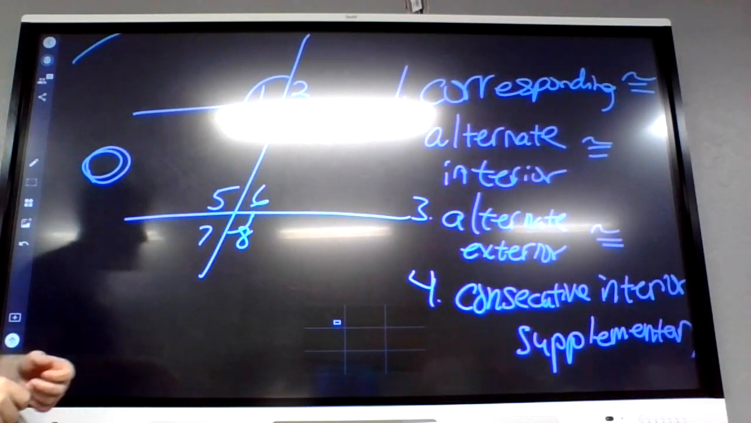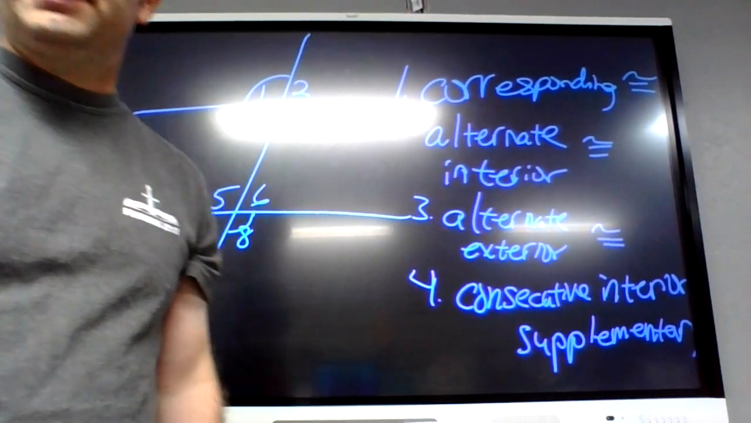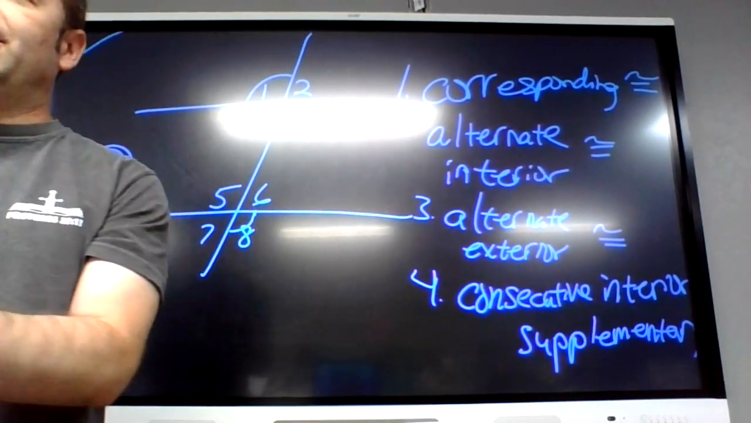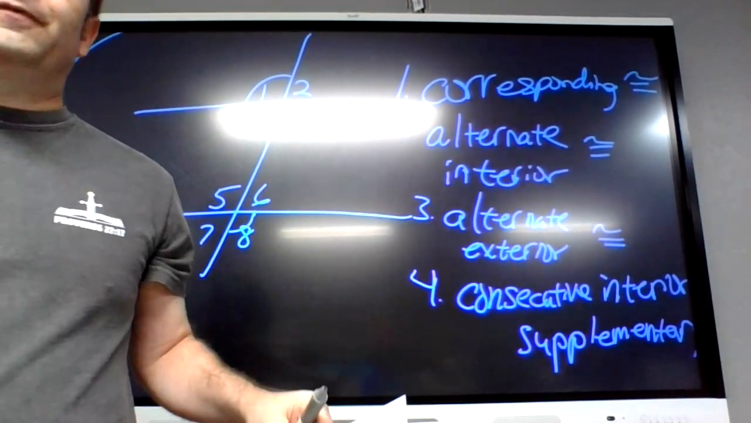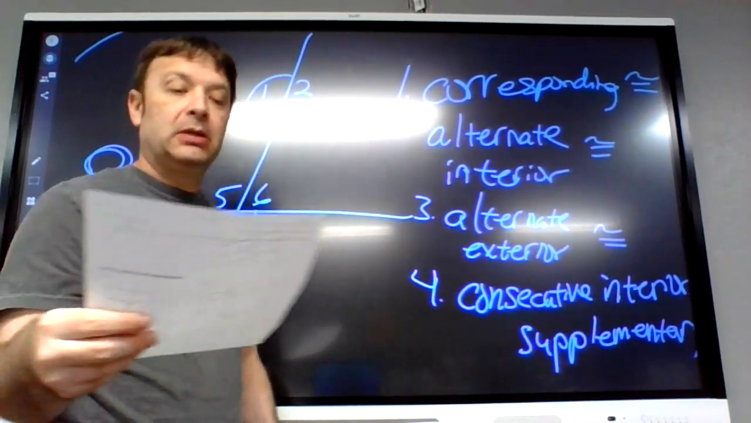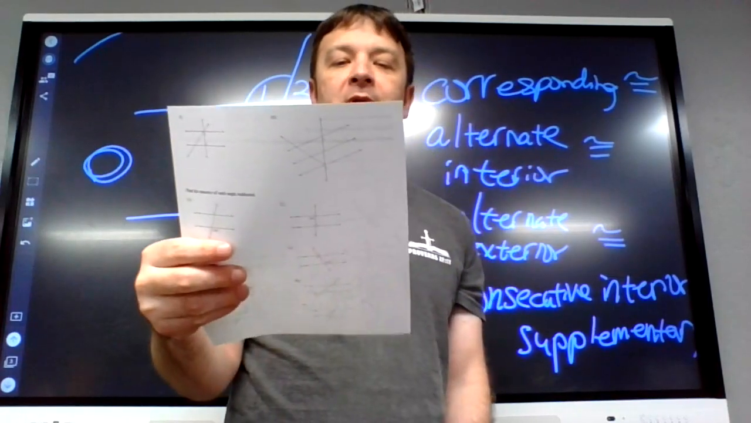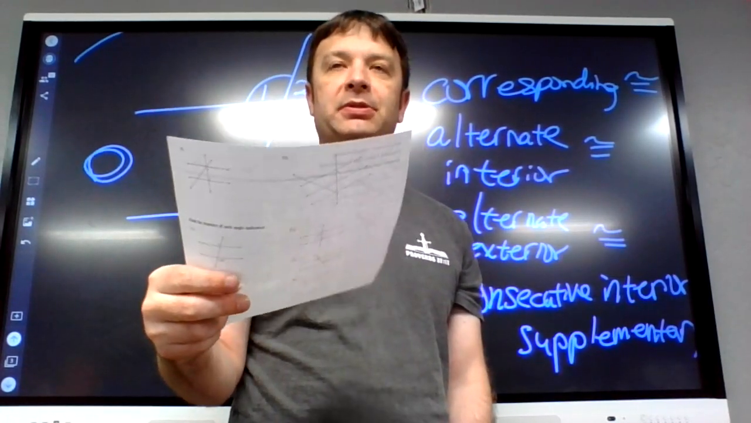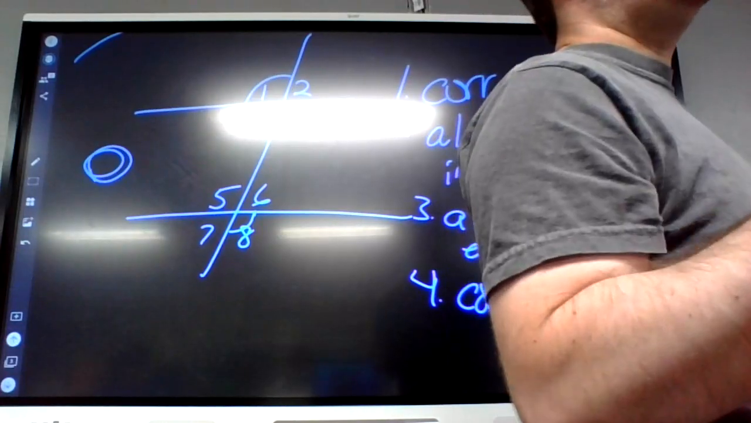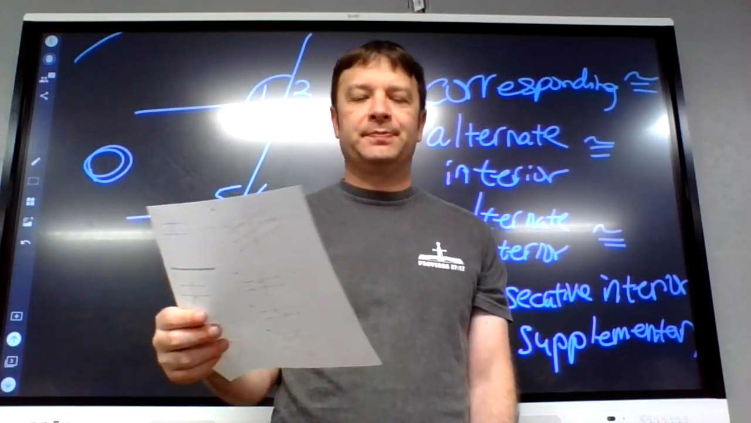Okay, so on the worksheet, number 1. This is just to practice naming those. I kind of wanted to start with this worksheet, but then I forgot to print it off, so here we are. Angle Y and angle X on number 1 are what kind of angles? Corresponding. They're both in the upper right corner, so number 1 is corresponding.